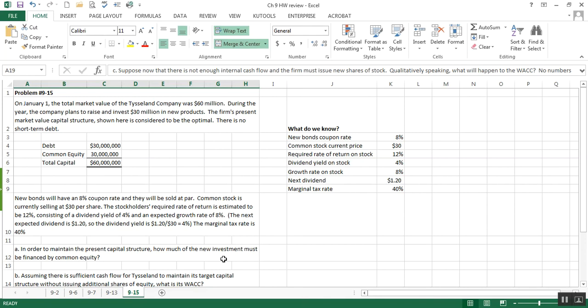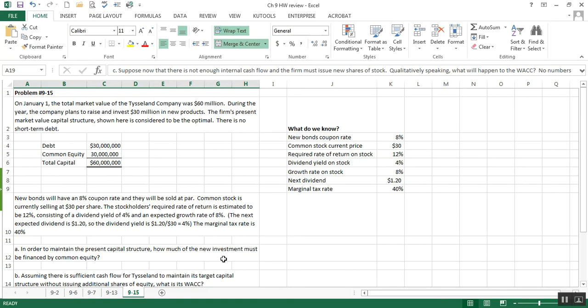On January 1st, the total market value of this company was $60 million. During the year, the company plans to raise and invest $30 million in new products. The firm's present market capital structure shown here is considered to be optimal. There is no short-term debt. Because this is considered to be optimal, we can assume that this is their target capital structure. New bonds will have an 8% coupon rate and they will be sold at par. Common stock is currently selling at $30 per share.